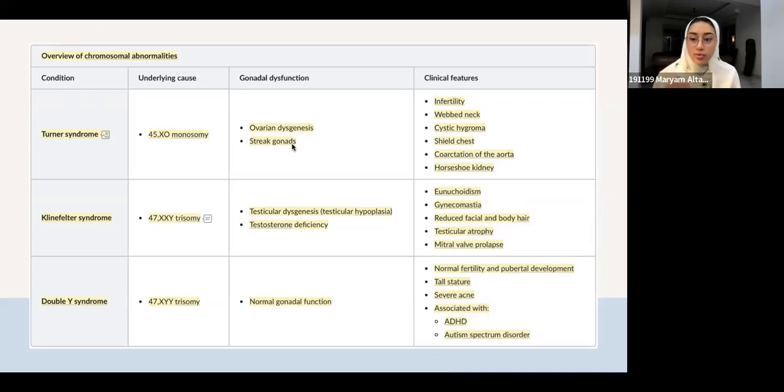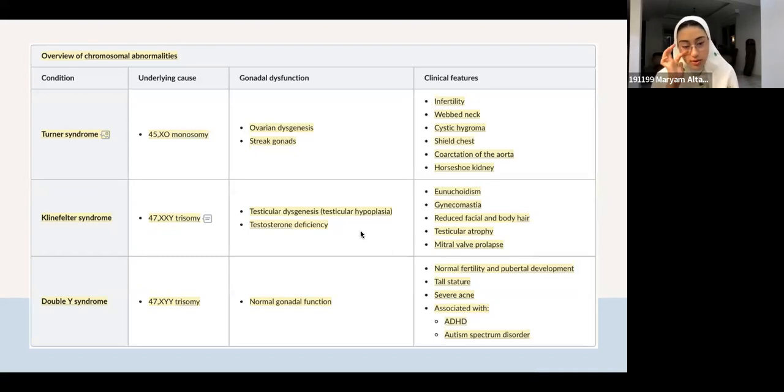So they literally get fibrosis in their ovaries, and then that leads to lack of ovulation and the whole menstrual cycle that we just talked about. You have Klinefelter syndrome, which is 47XXY. And this is basically going to be described as a tall, thin male patient that has low levels of testosterone, so they can have mixed features, testicular atrophy, gynecomastia, reduced facial and body hair.